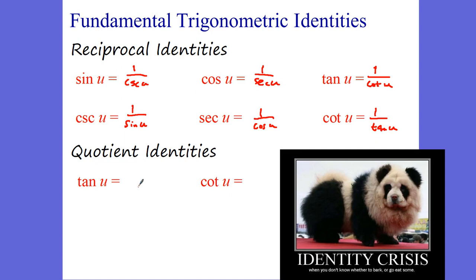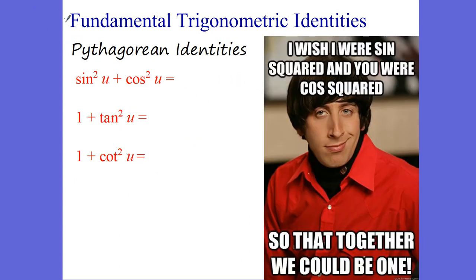Okay? And we also have these things called quotient identities. We know tangent is y over x, which means it's really sine of u over cosine of u. And therefore, what is cotangent? That would be cosine of u over sine of u. So tangent is the slope, the change in y over the change in x, which is sine of u over cosine of u, and cotangent is the reciprocal of that. Those are my reciprocal and quotient identities.